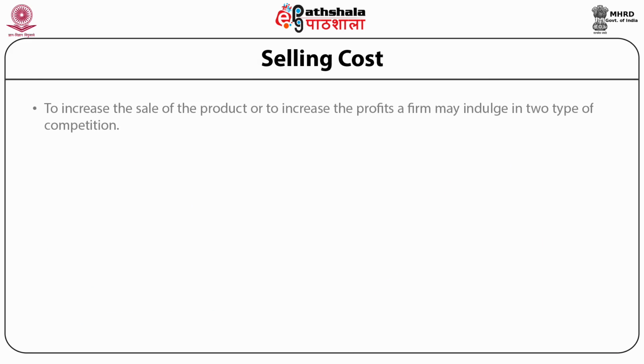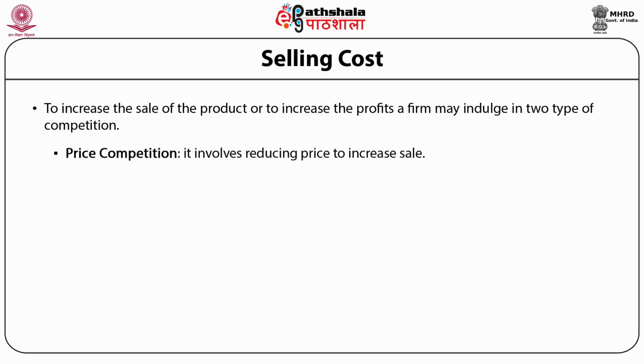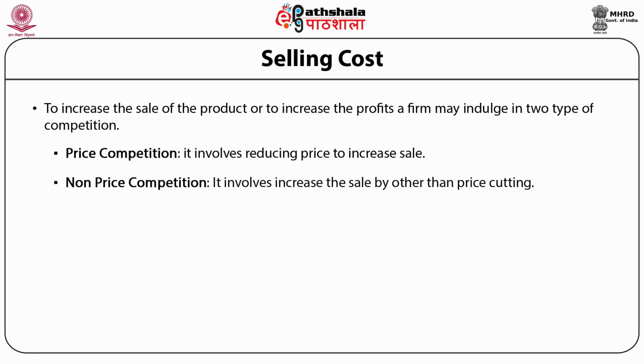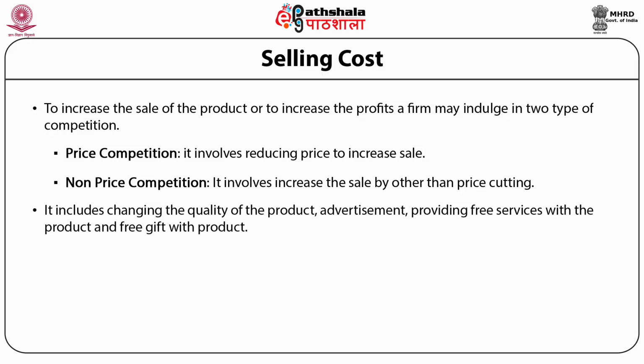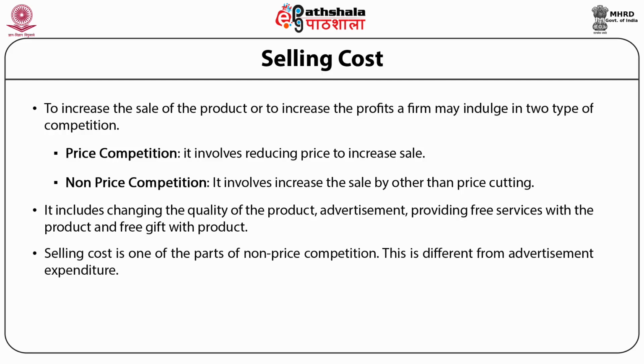Selling cost. To increase the sale of the product or to increase the profits, a firm may indulge in two types of competition. Price competition involves reducing price to increase sale, and non-price competition involves increasing the sale by means other than price cutting. It includes changing the quality of the product, advertisement, providing free services with the product and free gifts with the product. Selling cost is one of the parts of non-price competition.